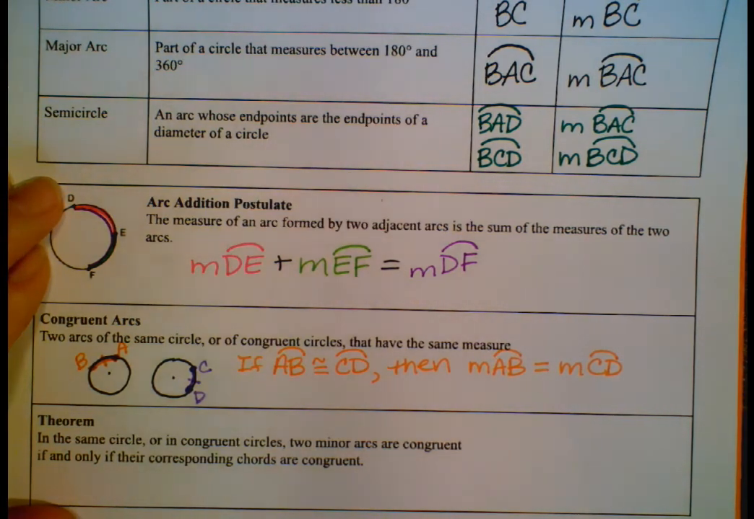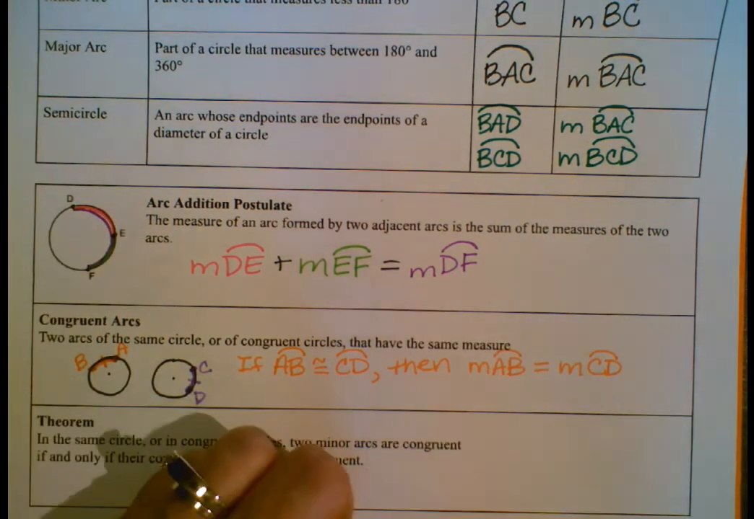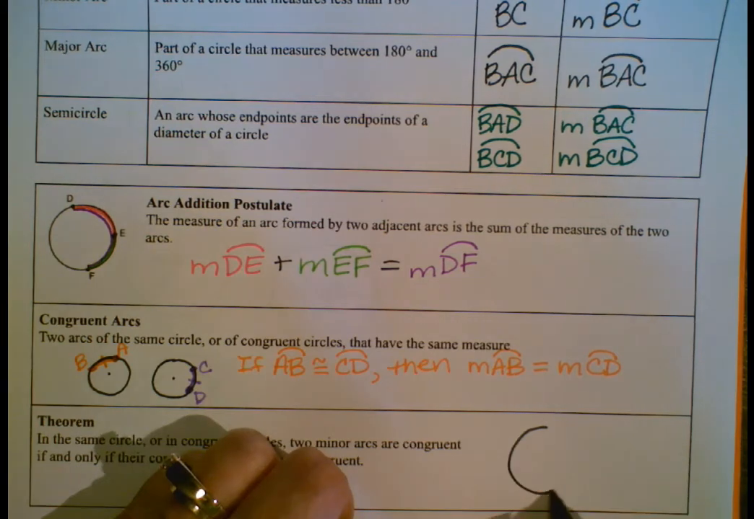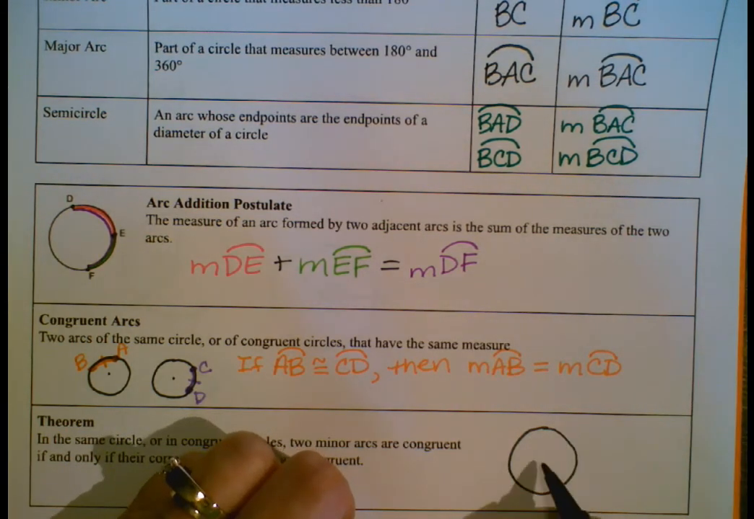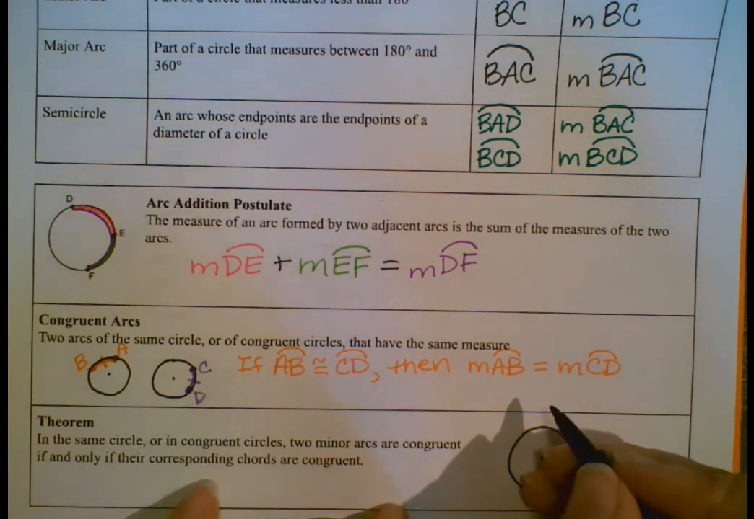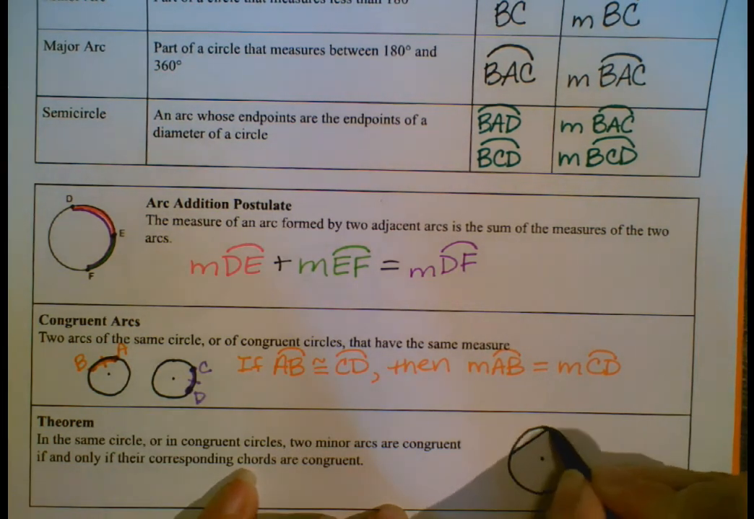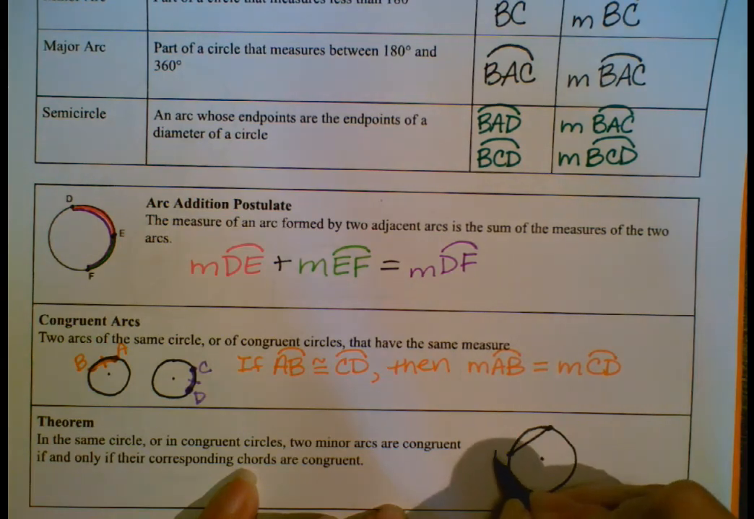And then the last bit of vocab that we have: in the same circle or in congruent circles, two minor arcs are congruent if and only if their corresponding chords are congruent. So in the same circle or in a pair of congruent circles. We'll look at a same circle in this case. We looked at congruent circles on that one. So we're going to draw a single circle over here. Ooh, that's not a very pretty circle, but we can pretend. And I'm going to add a couple of chords. In this case, we're talking about corresponding chords. And I want these two chords to appear to be the same size, so I'm going to draw them as close to the same length as possible.